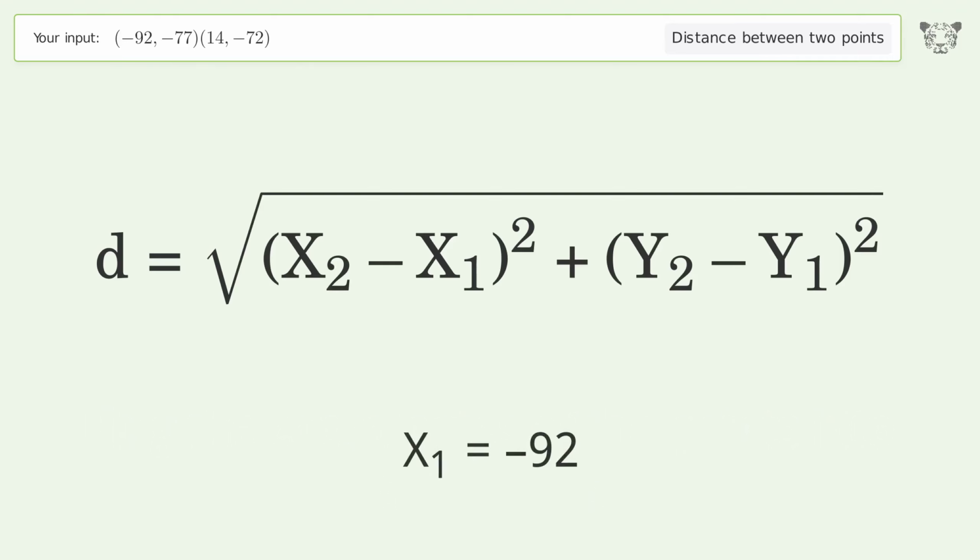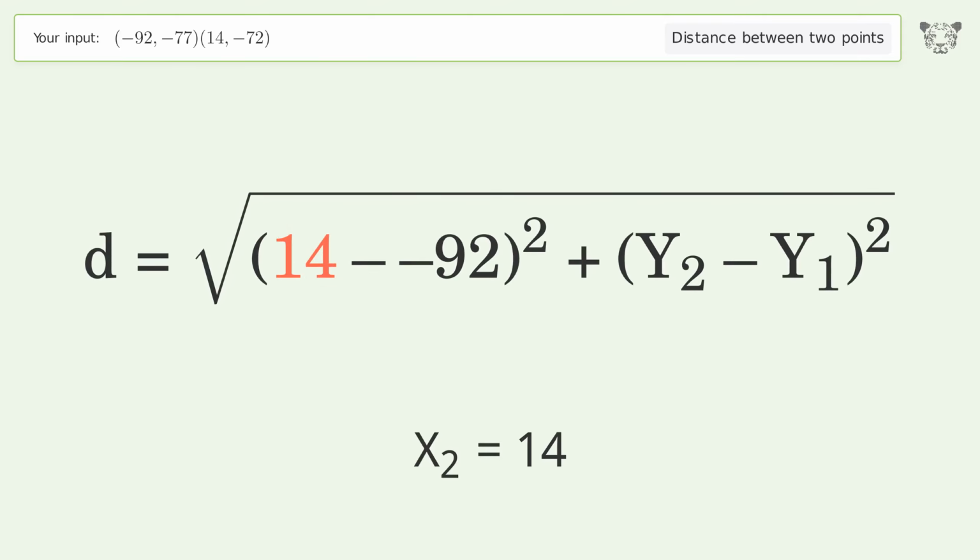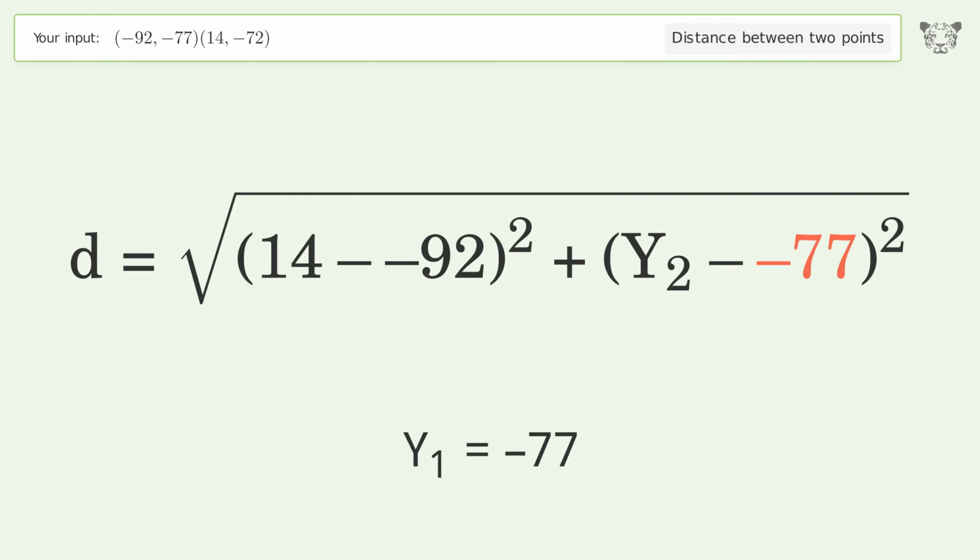x1 equals -92. x2 equals 14. y1 equals -77. y2 equals -72.